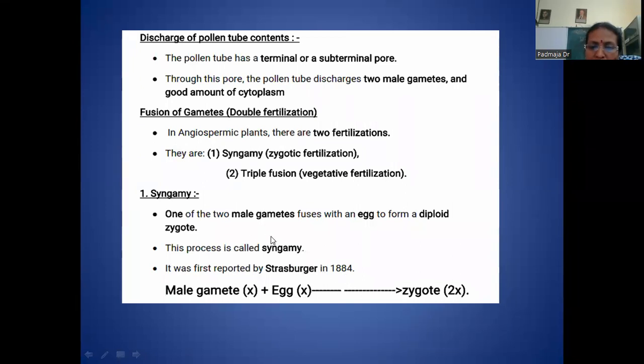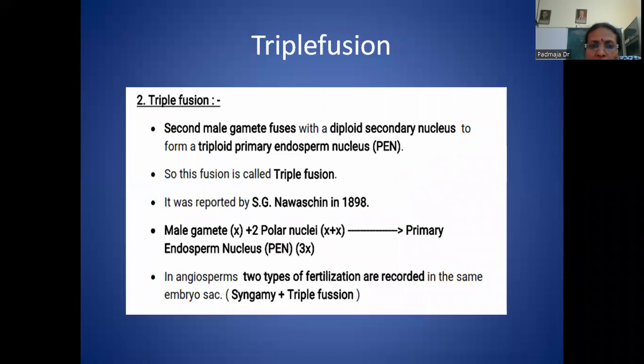It may be considered as the entrance. So the male gamete fuses with the egg. As a result, a diploid structure, the zygote, is formed by the fusion known as syngamy. It was first studied by Strasburger in 1884. And the next one is the triple fusion.